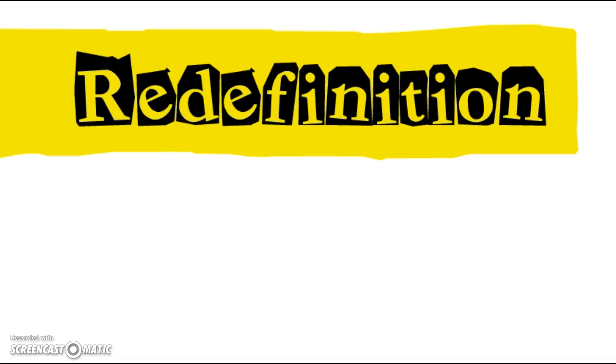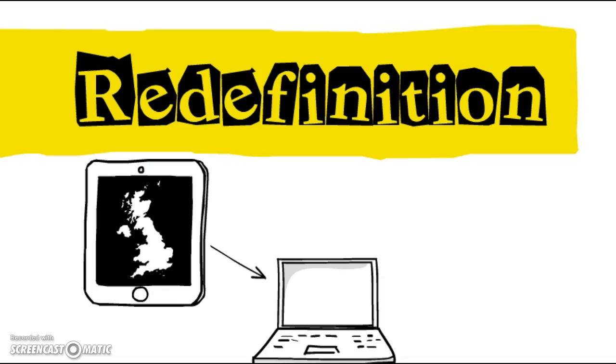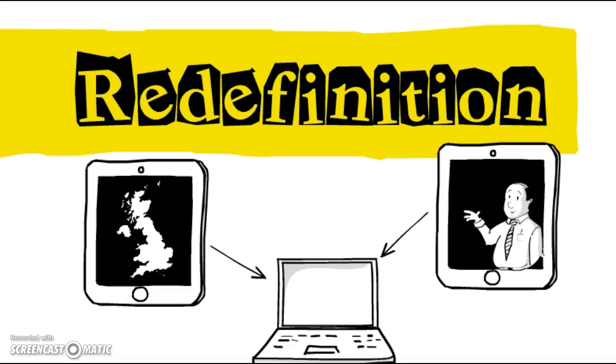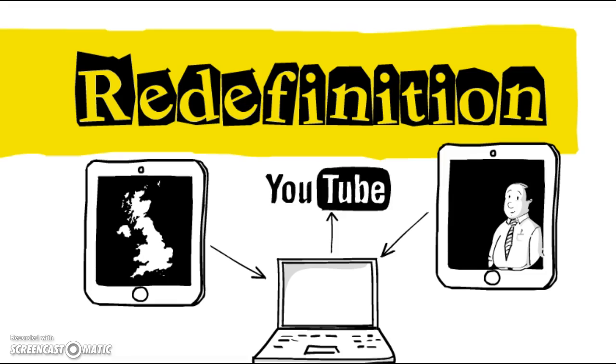The final level is redefinition, where we can create new tasks that were previously inconceivable. Returning to our example, at this level, students can gather information through virtual global field trips or by video conferencing with experts. They can share their findings on YouTube or on a blog. The redefinition stage is where we start breaking out of our preconceived notions of education and we begin envisioning a world of possibilities.